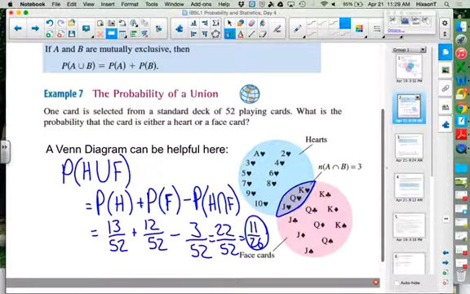Did we divide that by anything? No. Well, we already divided. Alright? Any questions?